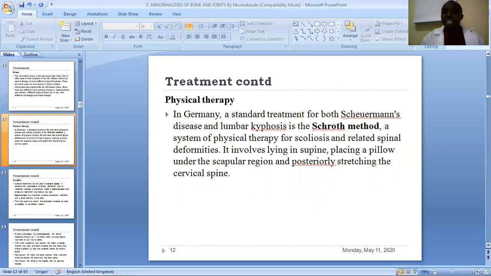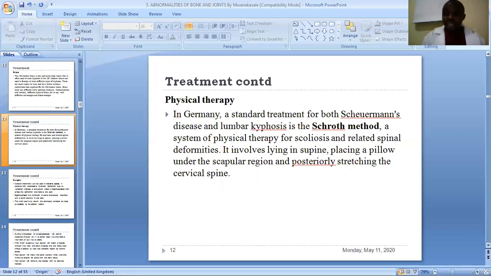We're saying in German, a standard treatment for both Scheuermann's disease and lumbar kyphosis is the Schroth method. What is this Schroth method? A system of physical therapy for scoliosis and related spinal deformities. How does it work? It involves lying in supine, placing a pillow under the scapular region, and posteriorly stretch your cervical spine like that with a pillow under your scapula. That helps do the opposite to kyphosis.